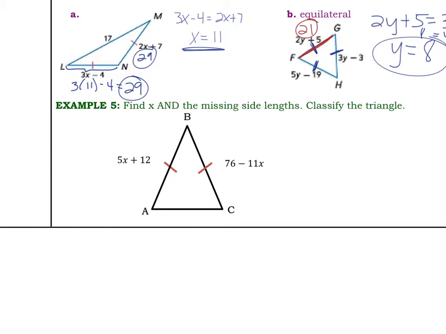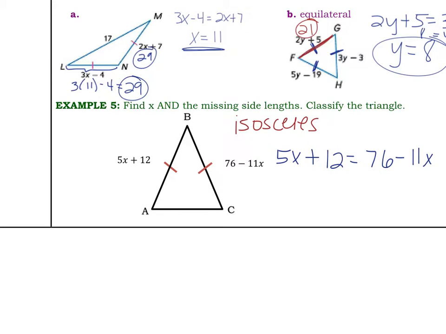On example 5, find x and the missing side lengths and classify the triangle. I would probably classify it first. So what kind of triangle is this? It's an isosceles because of what? Isosceles, I think that's how you spell it. I have two congruent sides, two equal sides. So if they are equal, what should I do with them? Put them equal. I know it sounds really redundant, but some of us forget that sometimes, so I'll just be annoying and keep reminding us.